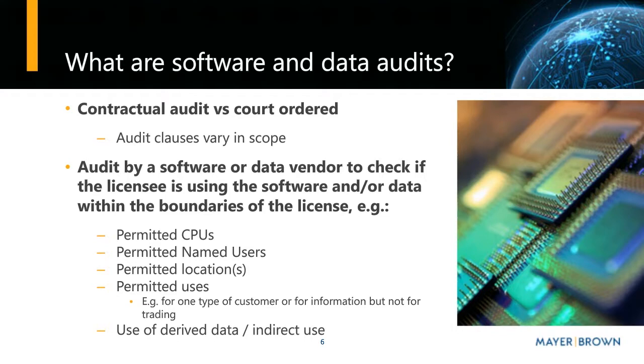What often is more problematic is the less objective factors. So, for example, a software or data license may prescribe certain uses that the software or the data may be used for. So, for example, you may be able to use the software for one type of customer, but not a different type of customer, for one purpose or not another purpose. You might be able to use data in some contexts, but not others. You may be able to give data to certain users, but not others. And then another tricky issue is the use of derived data and indirect use of software that I mentioned earlier.